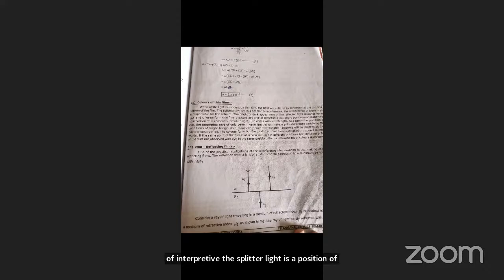The interference of these rays is responsible for the colors. Therefore, the bright or dark appearance of the reflected light depends upon mu, the refractive index, T, the thickness, and R, the angle of refraction.